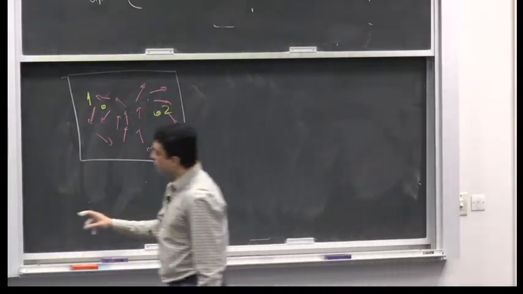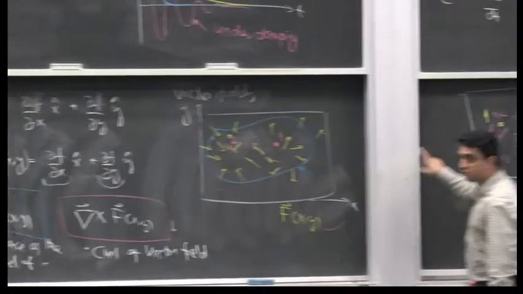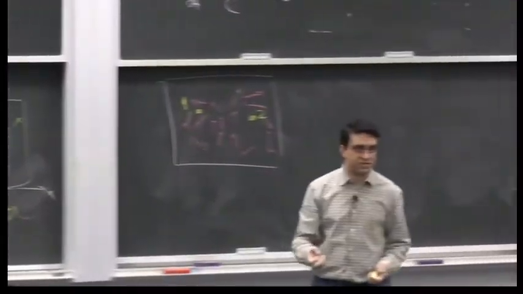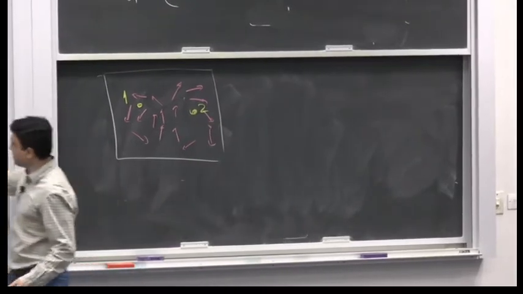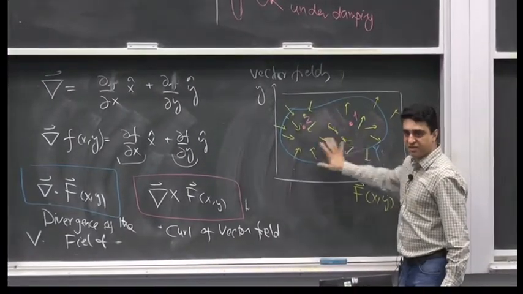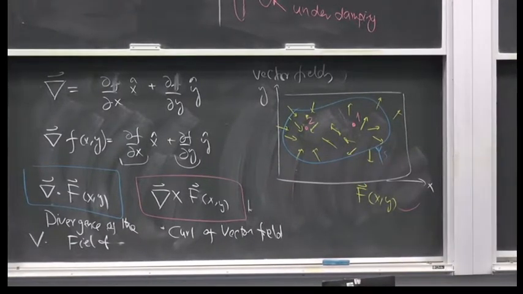So del cross F gives you information about the rotation of the field, and locally whether the field is rotating or not rotating. Of course, if you apply a curl here, it would give you zero because there is no rotation. Anywhere along this, it would give you zero curl. For the electrostatic field, there is no curl.